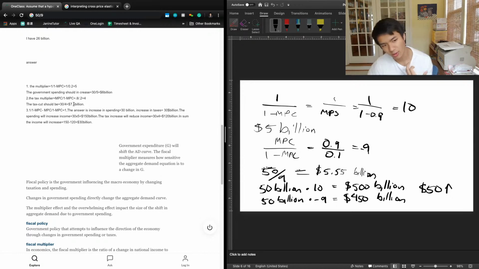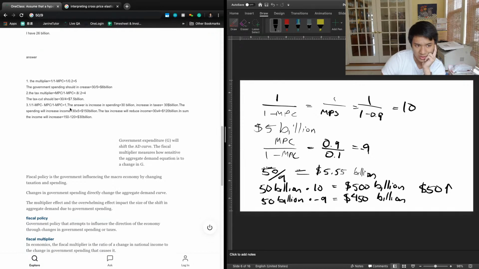Two, they calculate a tax multiplier like we did, and they say MPC divided by 1 minus MPC, same equation. 0.8 divided by 0.2 is equal to 4. So they got 4, we got 9. And they said the tax cut should be 30 divided by 4, which is 7.5 billion. For us, it would be 50 divided by 9, and that's 5.55 billion, right? That's all set for us.